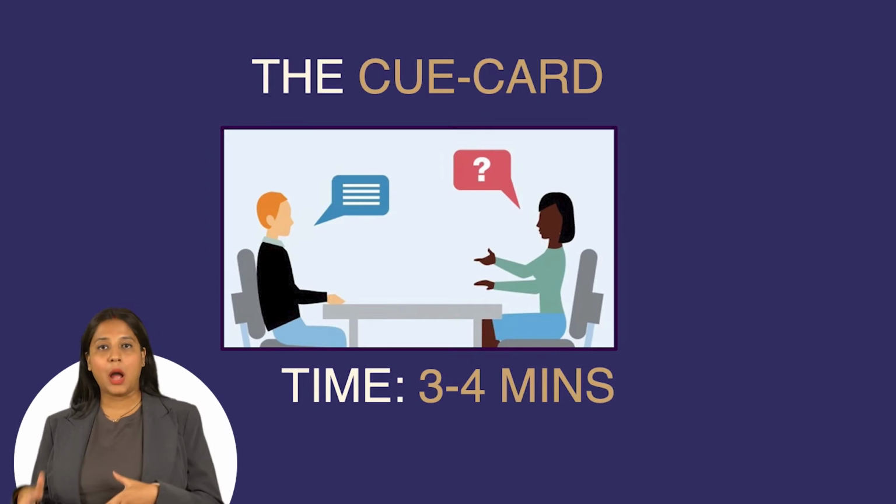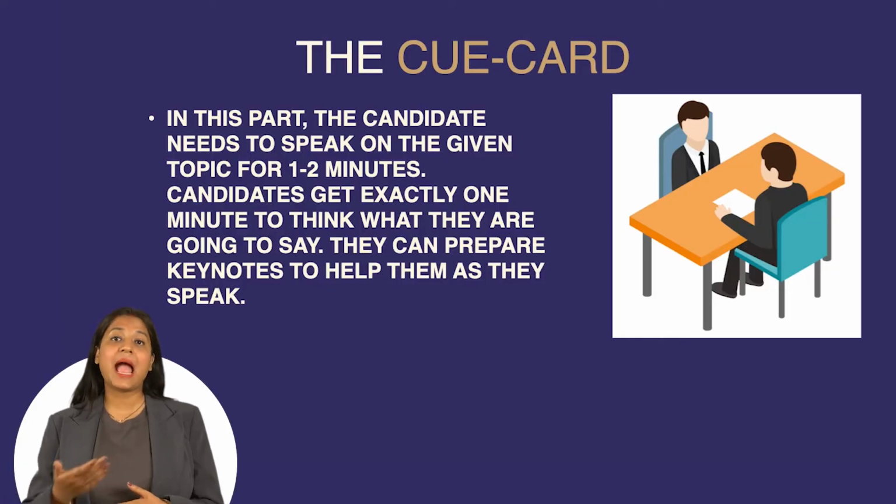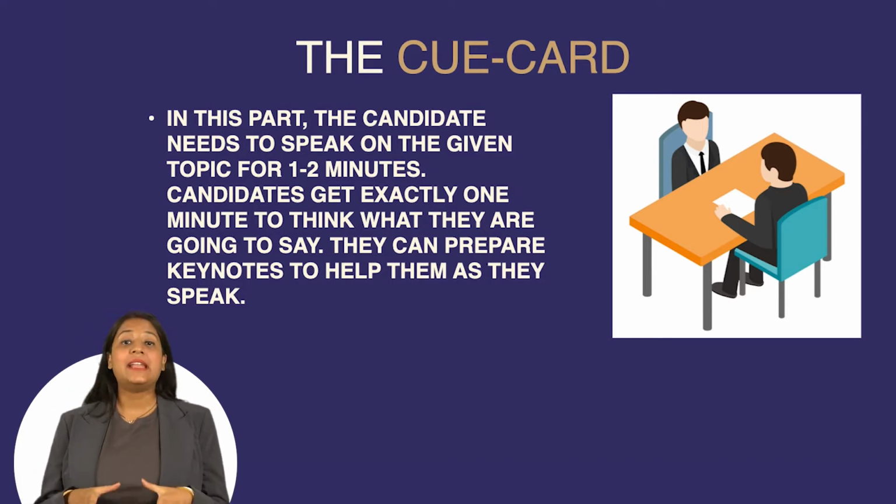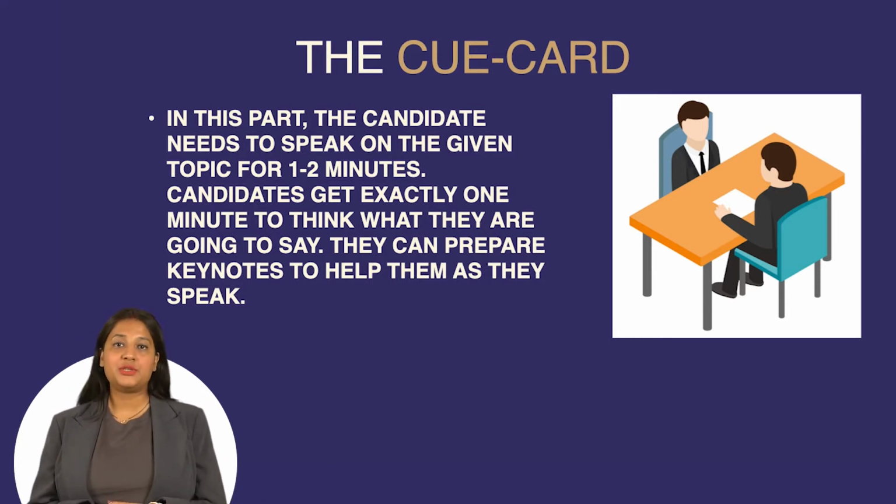The cue card round lasts for 3 to 4 minutes. It's quite brief, as we can get from the duration it goes on for. In this part, the candidate needs to speak on the given topic for 1 to 2 minutes. Candidates get exactly 1 minute to think about what they are going to say. Candidates can prepare keynotes if they want during the preparation time to assist them as they speak.